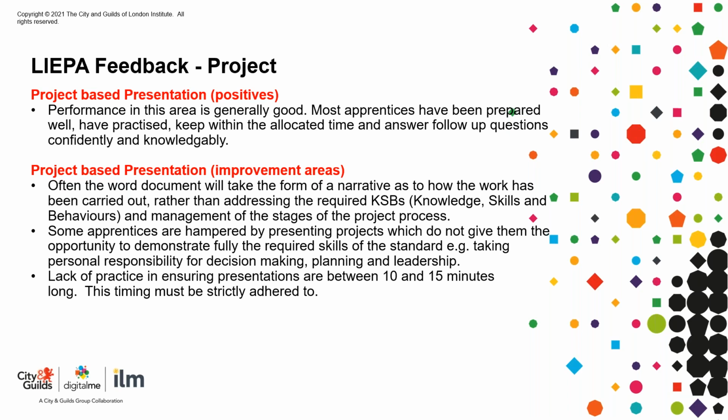That narrative really goes through how the work's been carried out rather than addressing the required KSBs in the assessment plan. It should be about how they've managed the various stages of the project process rather than the narrative. Some apprentices do struggle as the chosen project itself doesn't lend itself to evidencing the full KSBs. So with that in mind, please ensure that the project has been fully scoped out, making sure that it'll generate the correct KSBs, the right type of evidence.